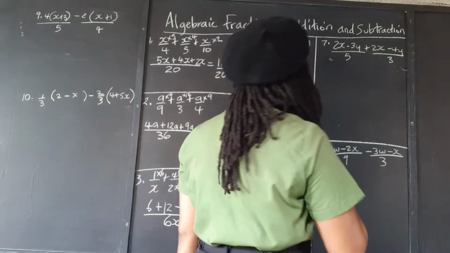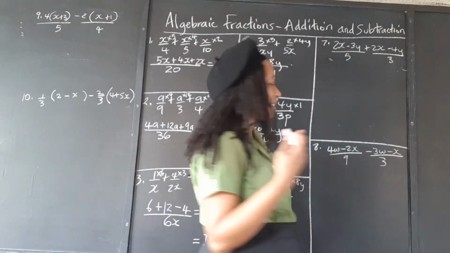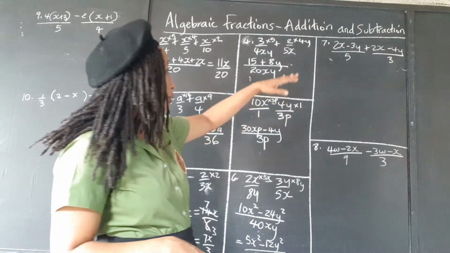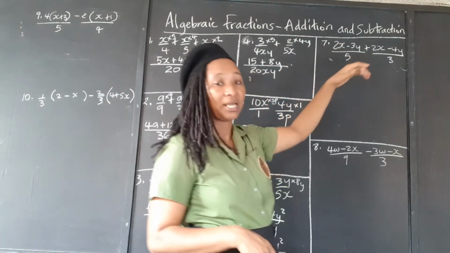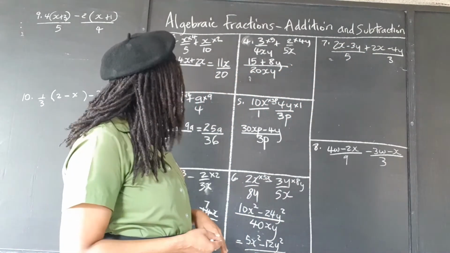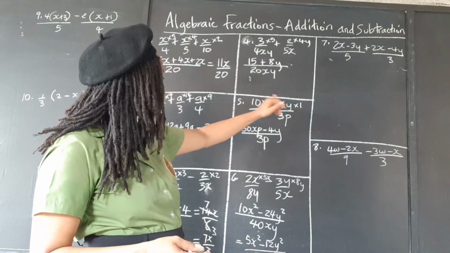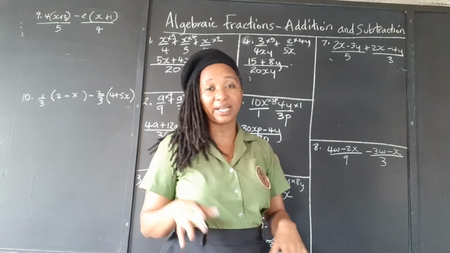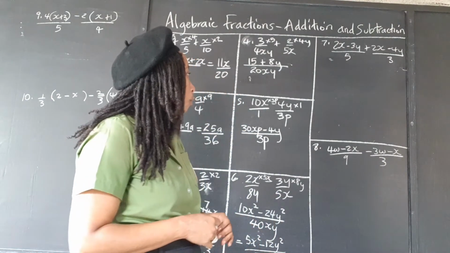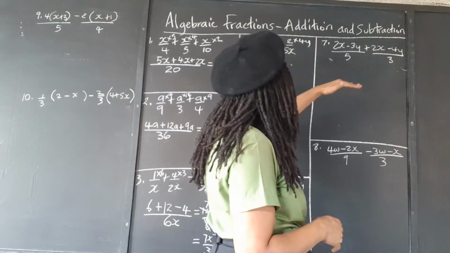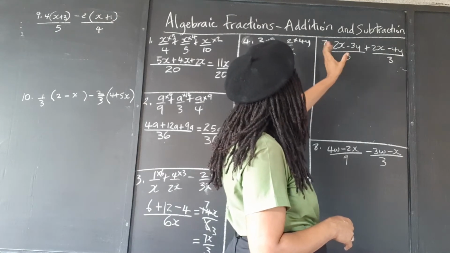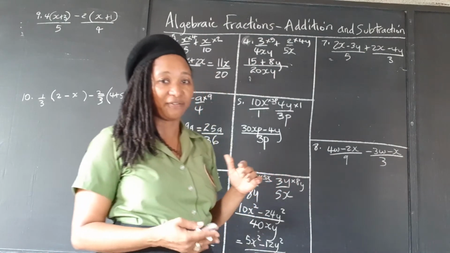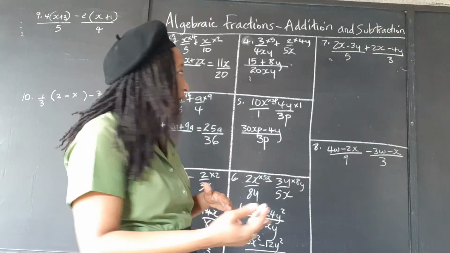Alright, now number 7. This is a slightly more complex situation. So we have actually 2 terms in the numerator for each of them, whereas we had 1 term each for these, right? So what we're going to do, we just have an additional step. After we find the LCM and divide, we're going to bracket each term and multiply it by the common factor. And then we do another step.